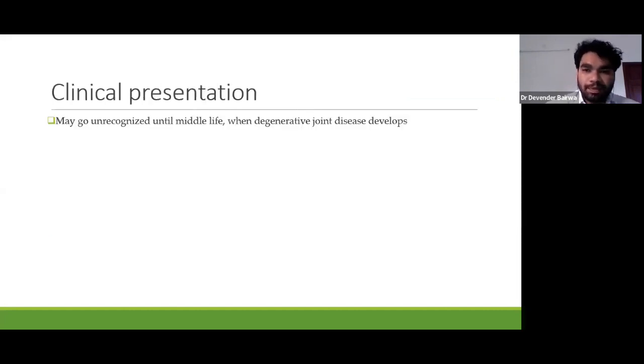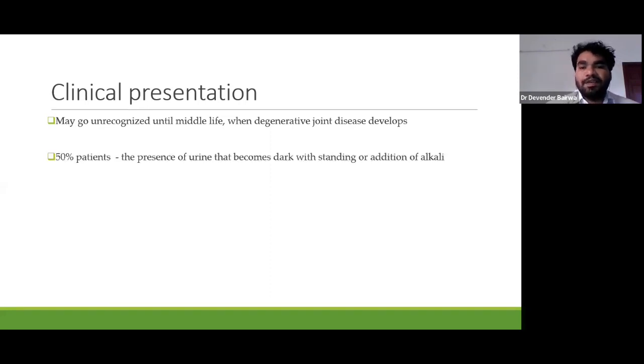Clinically, what can happen when the defect is mild? Many of these patients can go unrecognized until middle life. And at that time, they generally present with musculoskeletal complaints with degenerative joint disease. 50% of patients have urine that becomes dark with standing or addition of alkali. So when these patients pass urine in the open, after some time, because of the action of oxygen in the air, their urine turns black because of oxidation of homogentisic acid.